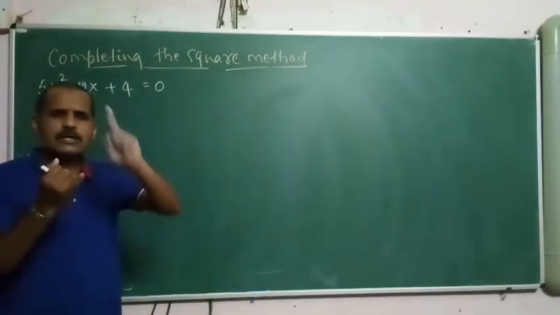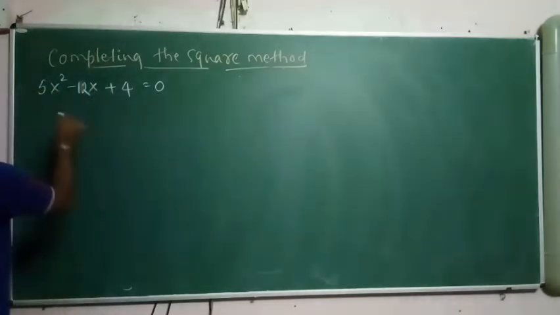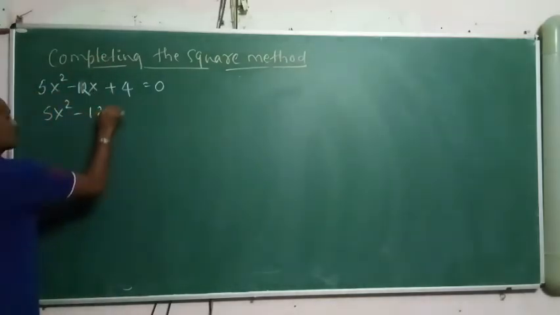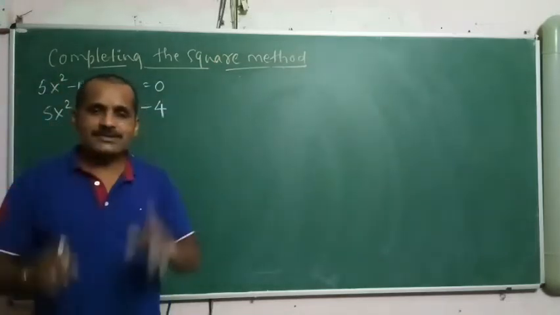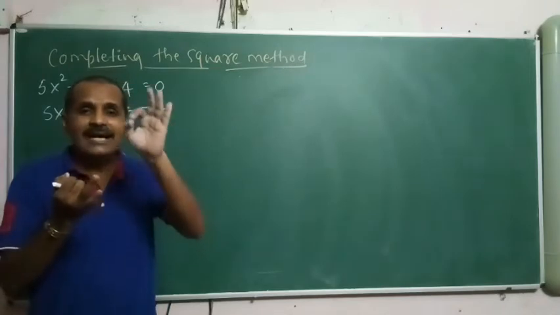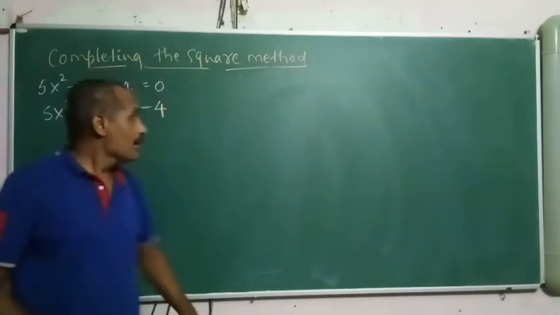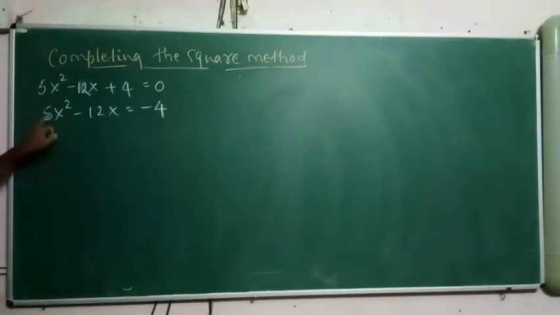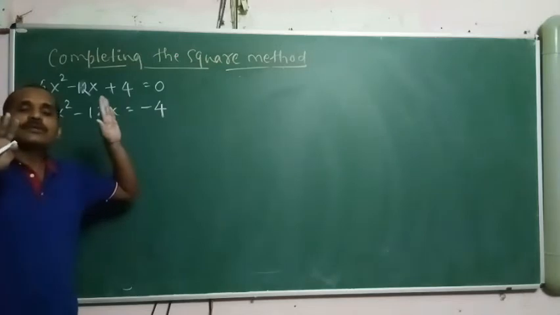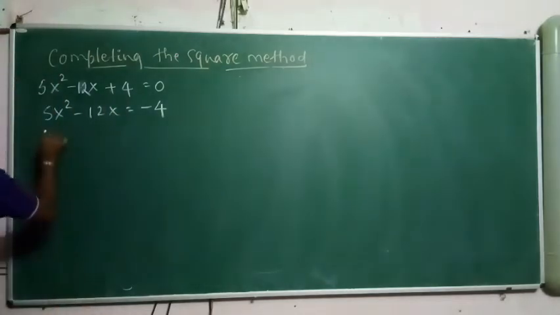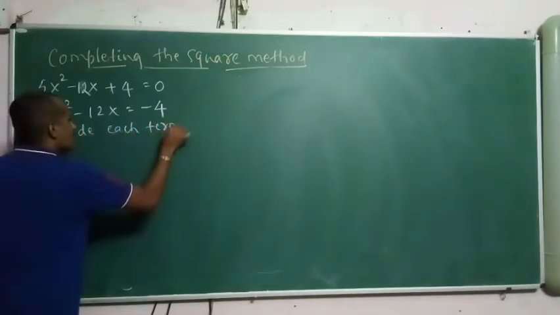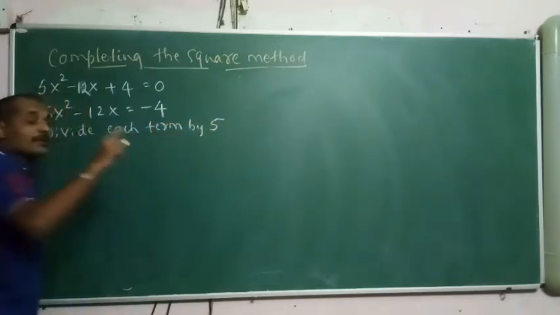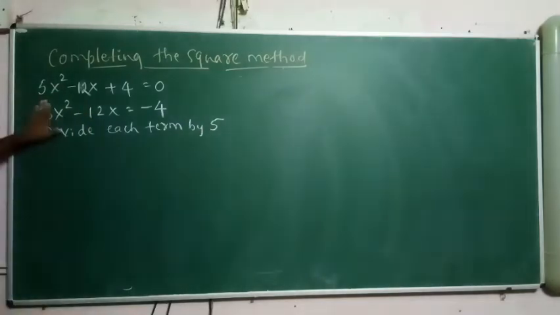First step, transfer the constant to RHS. Come on. 5x square minus 12x is equal to minus 4. First step, transfer the constant to RHS. Second step, make the x square coefficient as 1. Make the x square coefficient as 1 means whatever the number is here, divide each term by that number so that your x square coefficient will be 1. Come on, divide each term by 5.